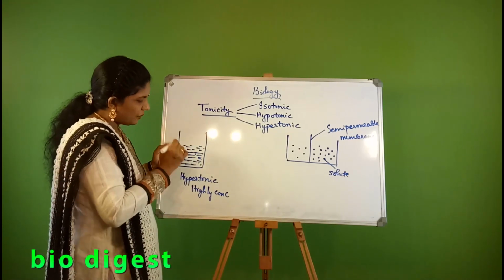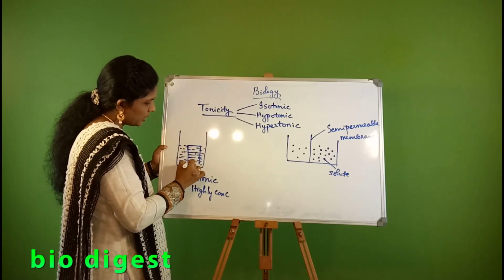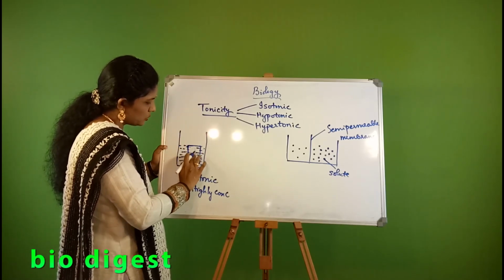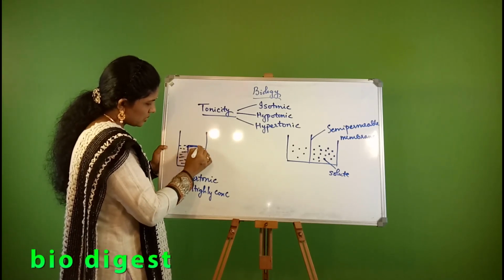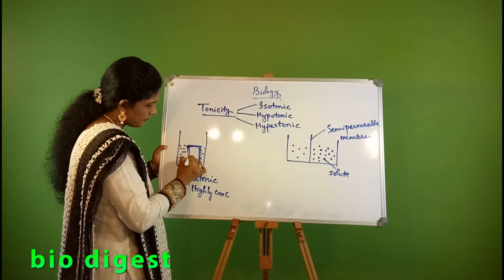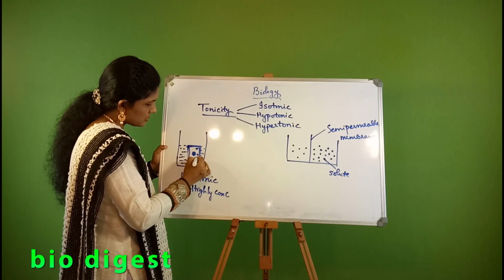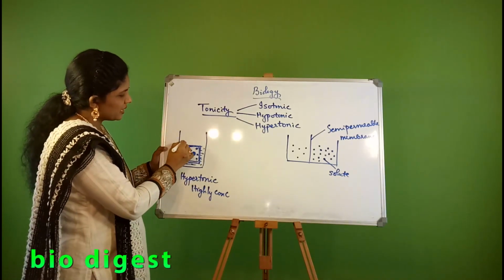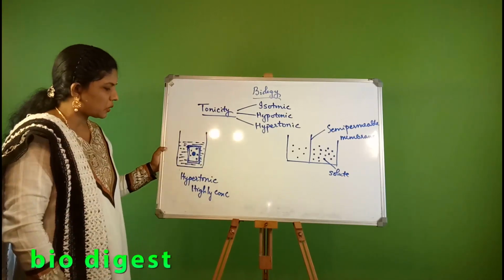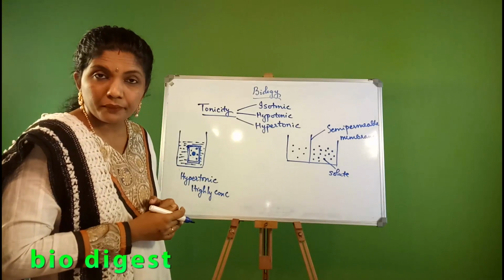In this, I am going to place a plant cell. So I am simply drawing the diagram of a plant cell for you to understand it. So this is a plant cell: cell wall, cell membrane, nucleus, then organelles. This is a plant cell that is placed in a hypertonic solution, which is a highly concentrated solution.